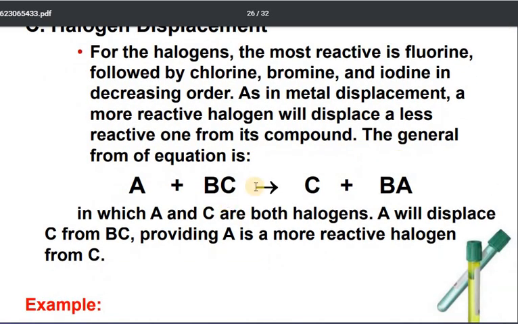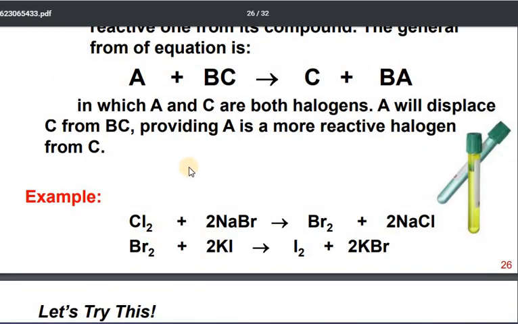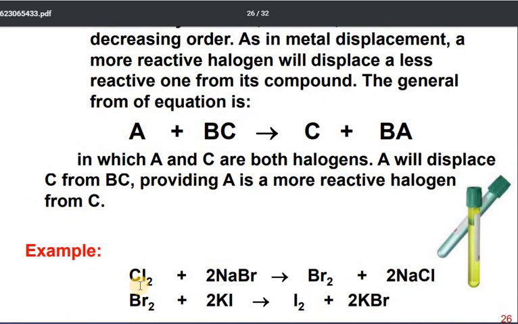A plus BC, there also displacement is there. Displacement of what? Displacement of a non-metal. Now we have to check which is more reactive. Chlorine is more reactive than bromine, so bromine is displaced and chlorine takes the place of bromine. Similarly, bromine is more reactive, so I is removed.